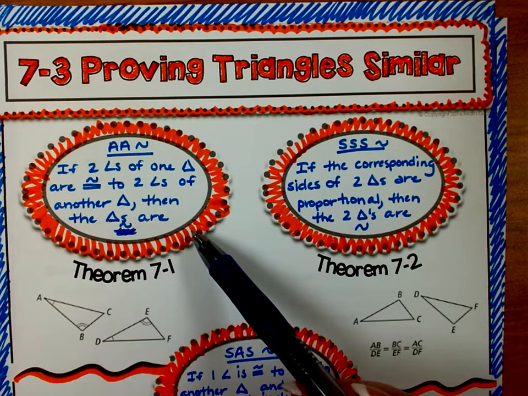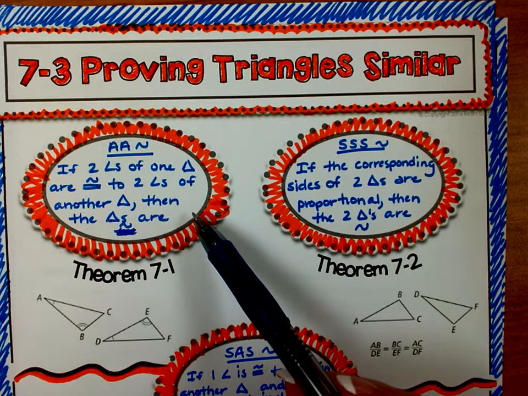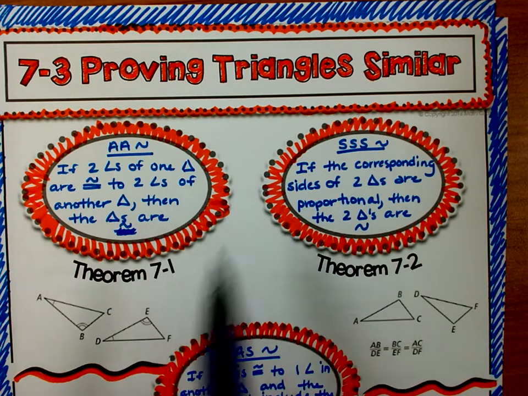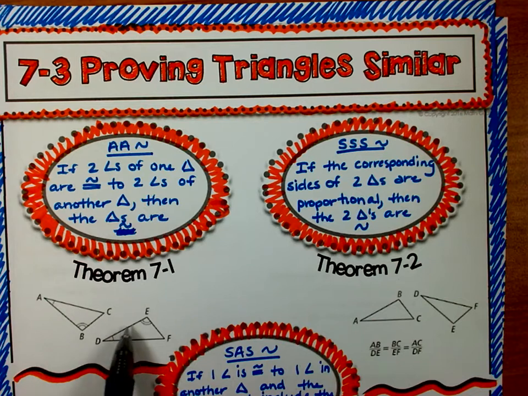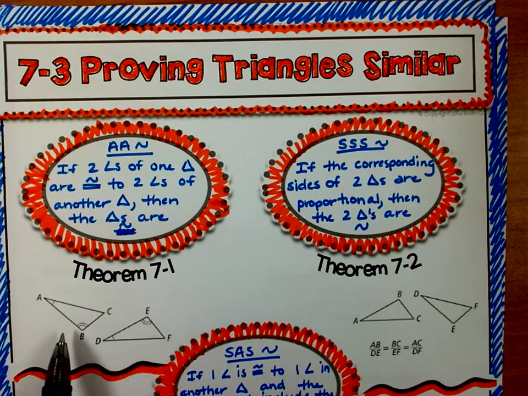Theorem 7.1 is angle-angle similarity. In Theorem 7.1, we have if two angles of one triangle are congruent to two angles of another triangle, like angle B is congruent to angle E and angle A is congruent to angle D, then the two triangles are similar. That doesn't prove that they're the same size, but they're the same shape.